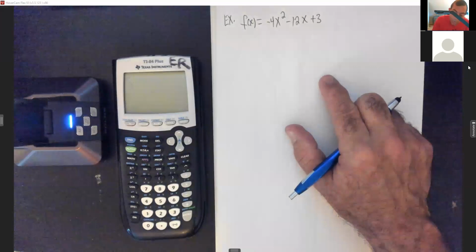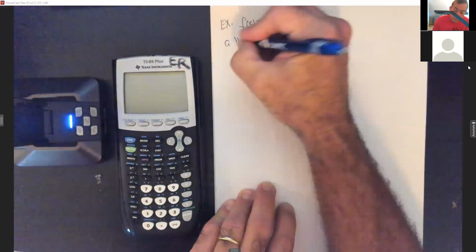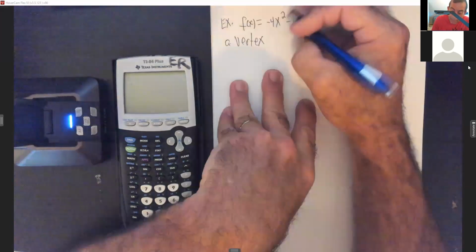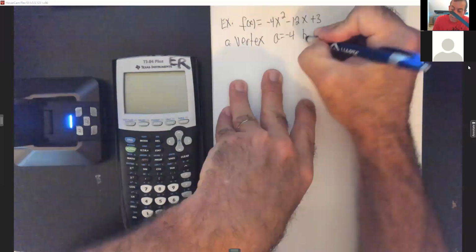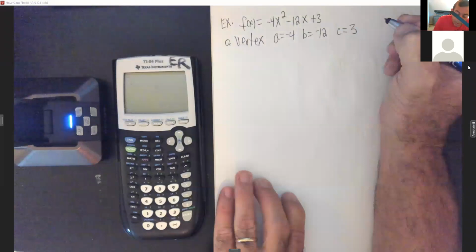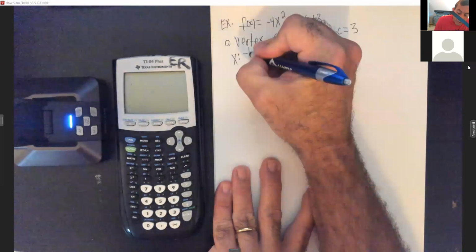So the first thing they want is the vertex. So we know on this one, A was negative 4, B was negative 12, and C was a positive 3. So to get my vertex, I'm going to start from my x, which is negative B divided by 2A.